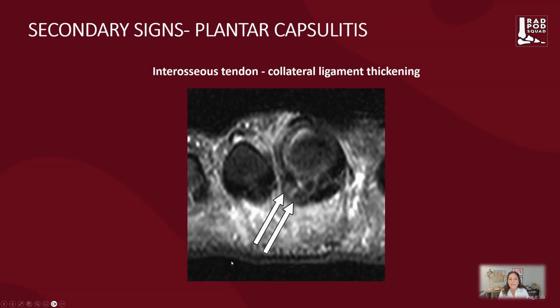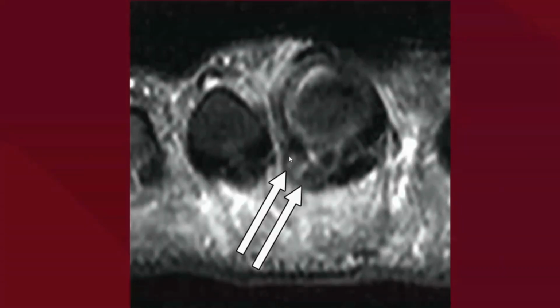Secondary signs include plantar capsulitis seen here. Looking at the interosseous tendon thickening seen here, that collateral ligament tendon thickening is demonstrating plantar capsulitis, that this patient is experiencing a pathology consistent with a partial tear of the plantar plate with plantar capsulitis and interosseous tendon thickening.